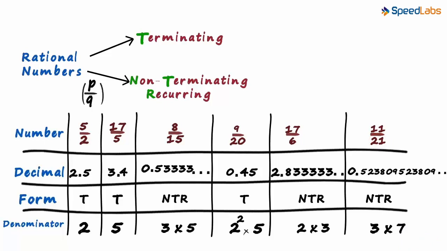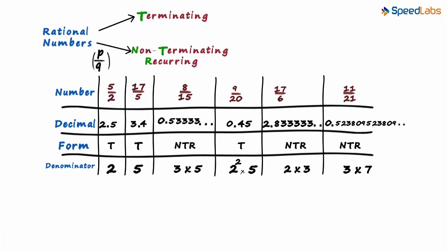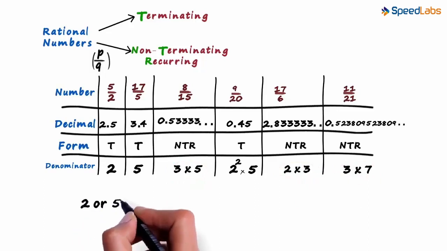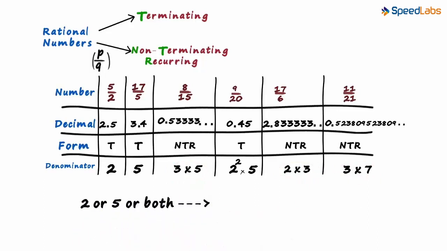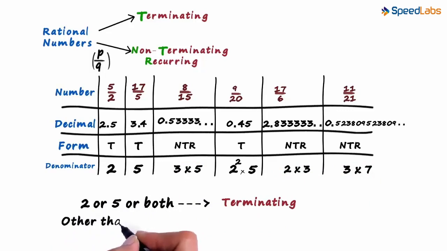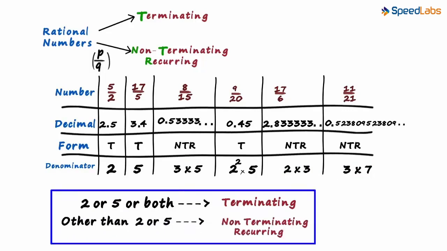Let's observe the denominators of the terminating decimals. The prime factors of the denominator are either 2 or 5 or both 2 and 5. Now let's look at the prime factors of the denominators of non-terminating recurring decimals. They have numbers other than 2 and 5. Yes, that's the trick. If the prime factors of the denominator are 2 or 5 or both, then the decimal is terminating. If the denominator contains any prime factor other than 2 or 5, then it's a non-terminating recurring decimal. These are the only 2 rules you need to remember.